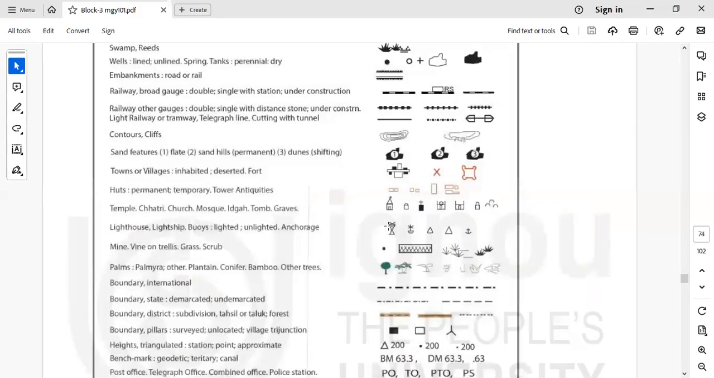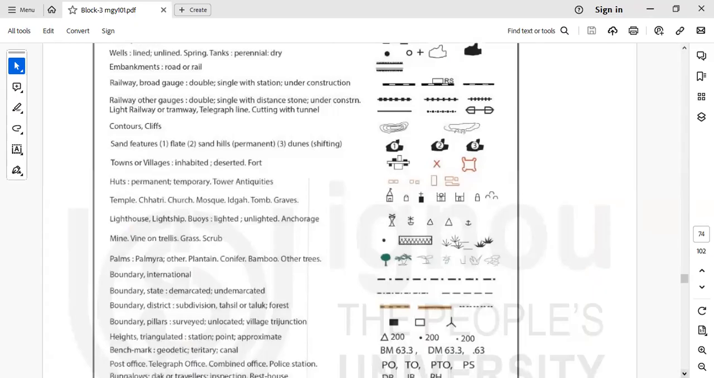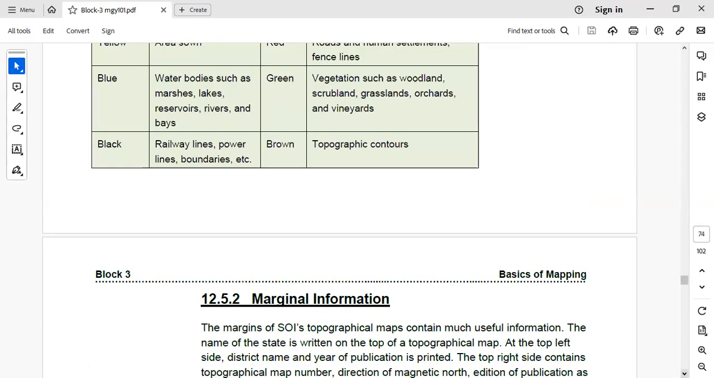So these are the symbols of those maps which are prepared on the open map series of Survey of India. In India, the Survey of India has its headquarters at Dehradun, and this is the Government of India agency which is responsible for making the maps for India.